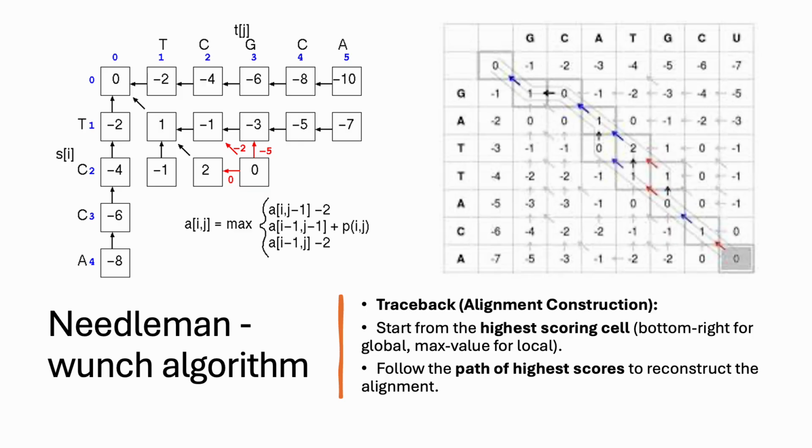So you will have to do a step called traceback, where you will have to go to the next adjacent 3 cells, whichever is the maximum, and go back. So here from 0, the adjacent 3 cells are 0, 1 and 0. The maximum is 1, so we will go to the 1 cell. So traceback is such a method.